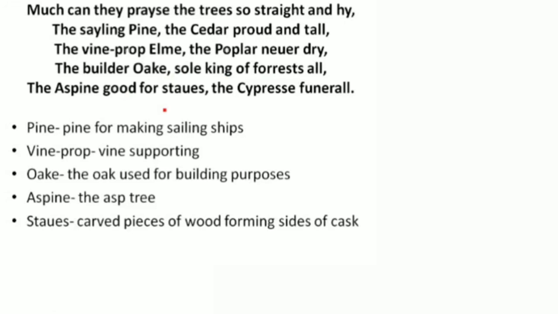So aspine is again good for staves. The wood is used for forming sides of the cask. एस्पाइन की लकड़ी जो है वो कैस्क के लिए यूज होती है. इसी तरह साइप्रस की लकड़ी जो है वो ताबूत बनाने के लिए इस्तेमाल होती है. तो जब ताबूत बनाने के लिए इस्तेमाल की जाती है तो उसको फ्यूनरल के साथ एफिलिएट किया जाता है.